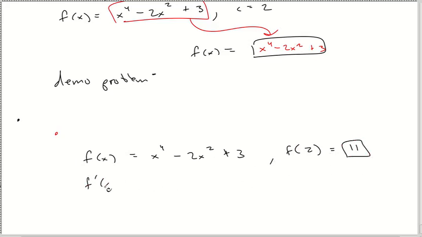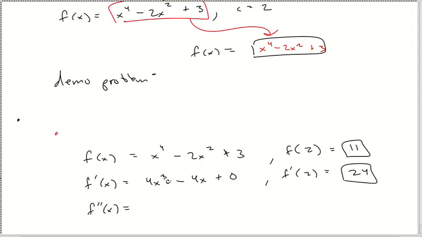Now I'm going to find the first derivative. So that's 4x cubed minus 4x plus 0. And so then I'm going to plug in f prime of 2. These are all very important here. Whenever I plug a 2 into this guy, I get 24. Okay? Second derivative. So now I take the 3 and move it down. 12x squared minus the 4. Second derivative, double derivative. Second derivative at 2, I plug it in, I'm going to get a 44.